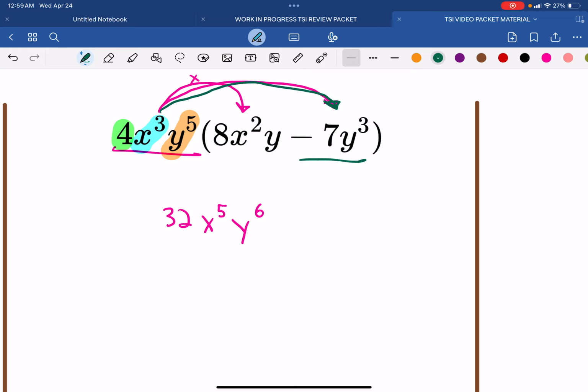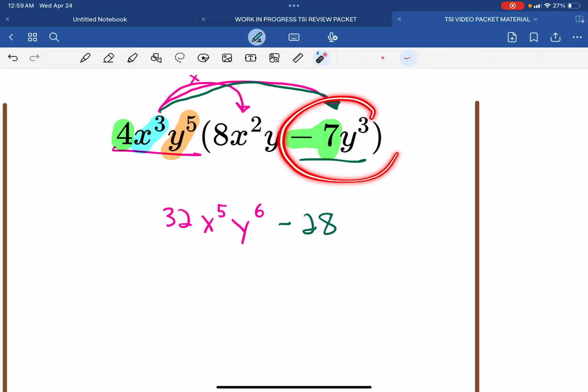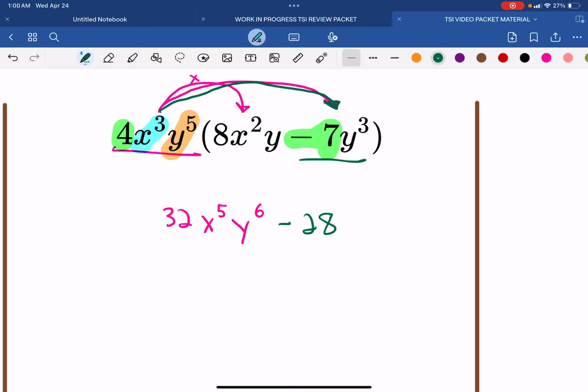Let's multiply -4 times that -7. 4 times -7 is -28. And right here we have x cubed. There are no x's on this other term, so we're just going to rewrite whatever x we had there, x cubed. And then we're going to add the powers, y to the 5 times y cubed. It is y to the power of 8.